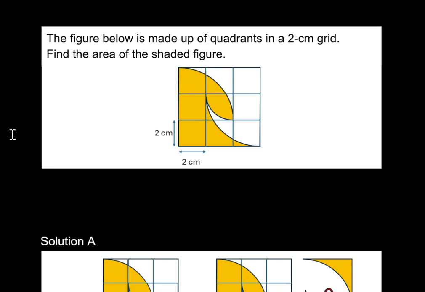Hi, let's look at this question together. The figure below is made up of quadrants in a 2 centimeter grid. Find the area of the shaded figure. So this is the figure that the question refers to.